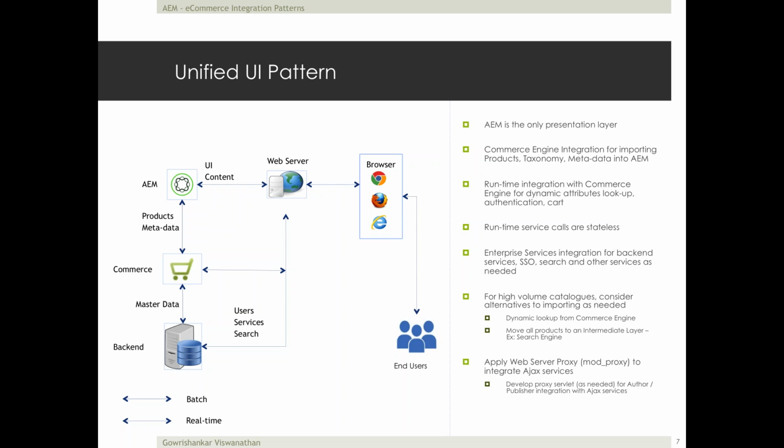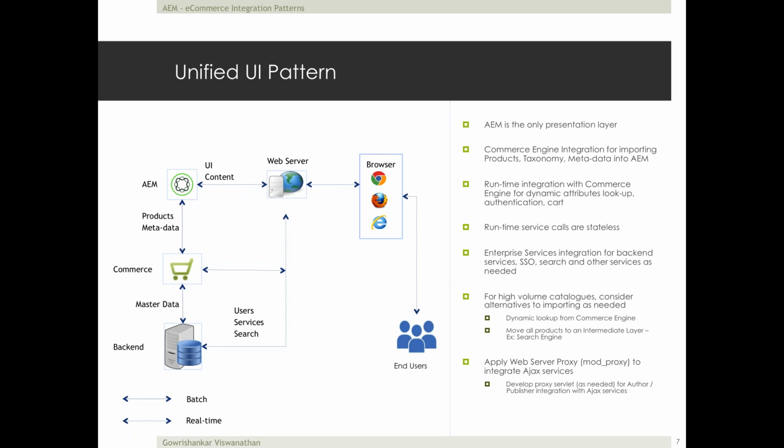So starting with this, if you see here, we just divided the various layers into backend commerce and AEM, with AEM going out to the front end. From an integration standpoint, there is a real-time and a non-real-time or batch integration. A real-time integration could be things like attributes, which for a given product, the price, or things like that.